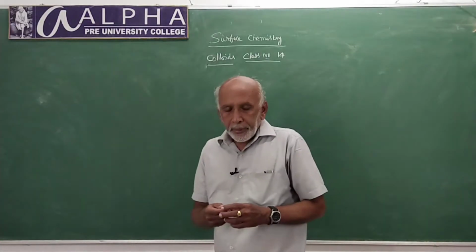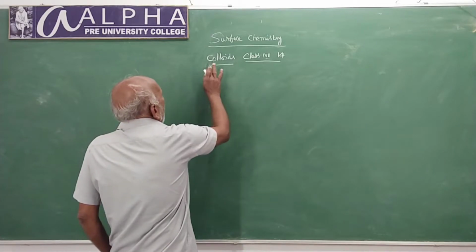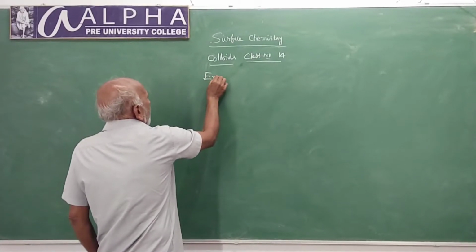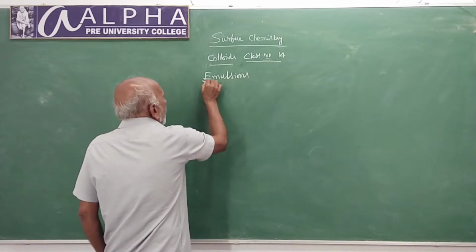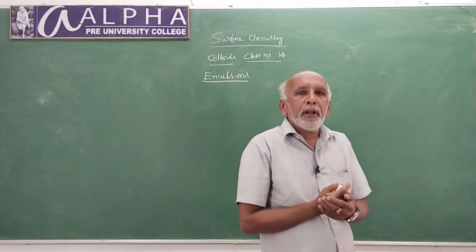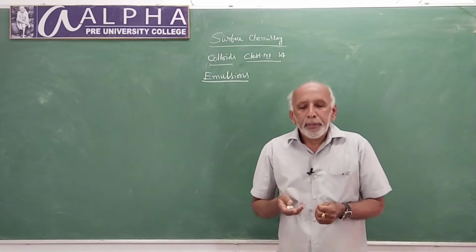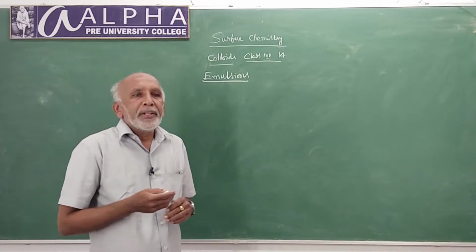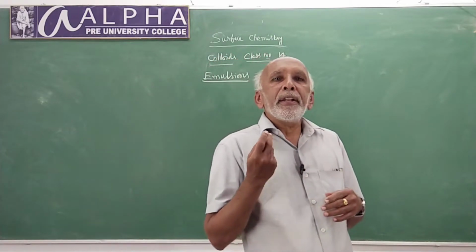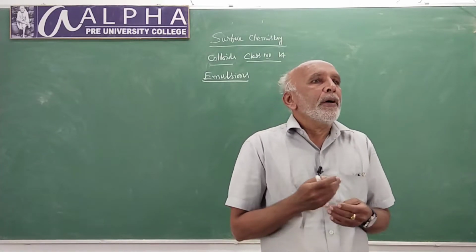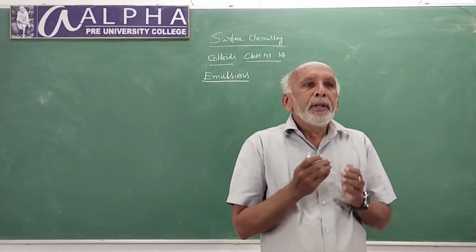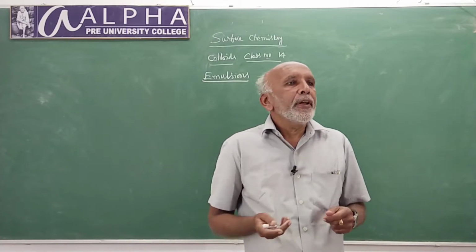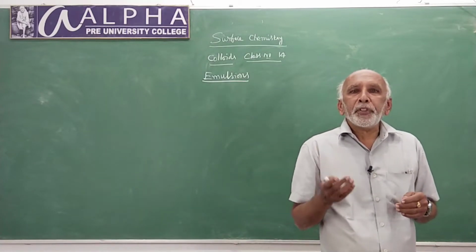Okay. Now, let us say another colloidal system, that is emulsion. Emulsions are a type of colloidal system in which dispersed phase and dispersion medium are liquids. That is, liquid dispersed in liquid. Liquid in liquid colloidal systems are known as emulsions. See, in emulsions, one liquid acts as dispersed phase and another liquid acts as dispersion medium.